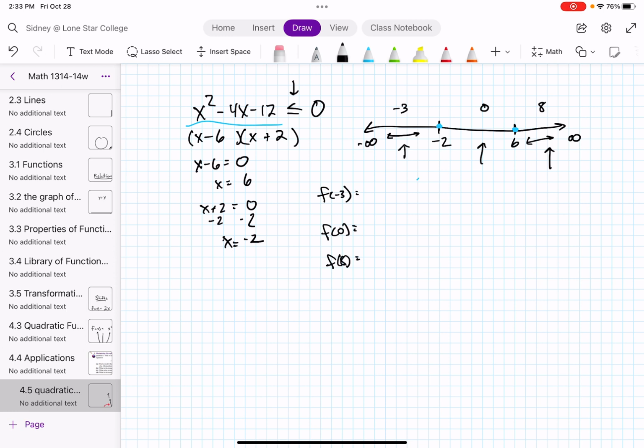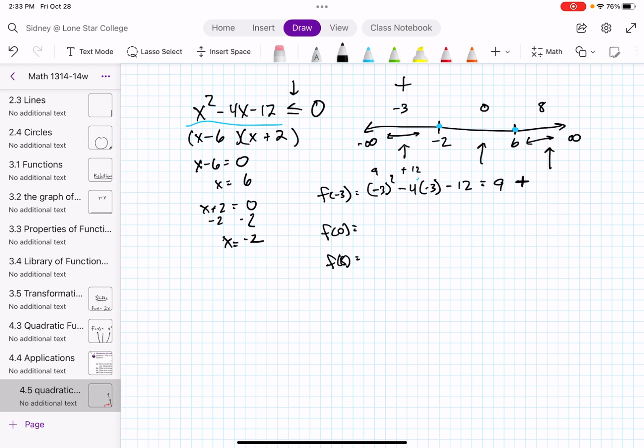Now, f of negative 3 is negative 3 squared minus 4 times negative 3 minus 12. And negative 3 squared is 9. Negative 4 times negative 3 is positive 12. And then minus 12. So that's going to come out to be positive 9, which is positive. So this area over here has values that are positive.